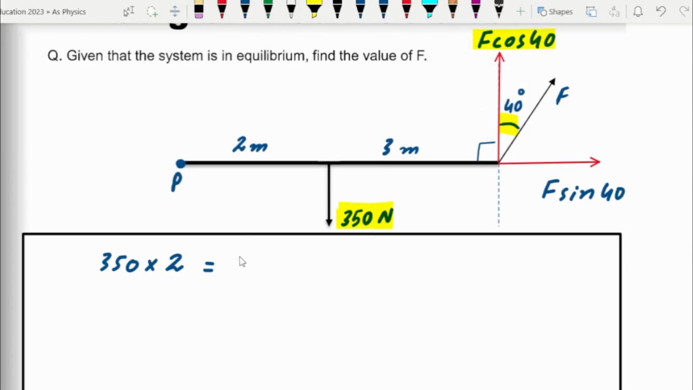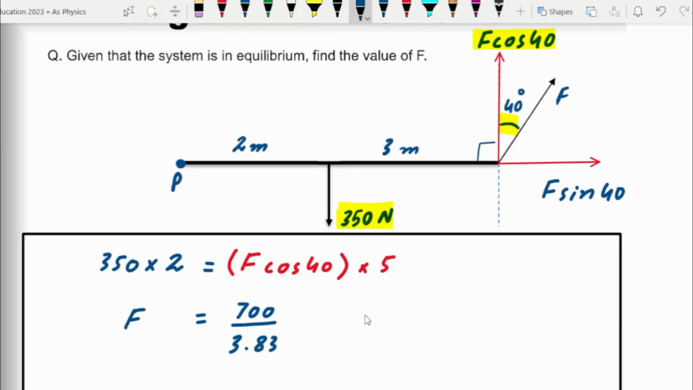So that equals F cos theta, F cos 40, times 5 meters. So from here, you can simplify it to find the value of F. You can rearrange it or multiply 350 by 2. You get 700.